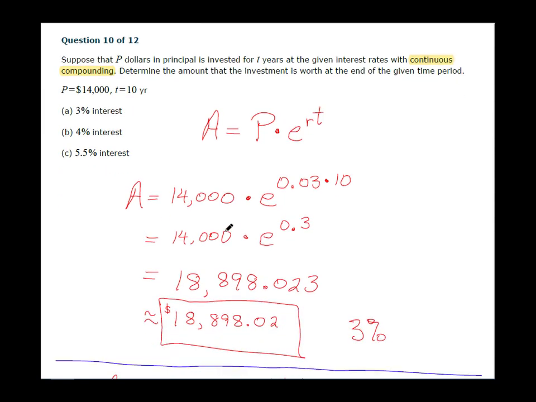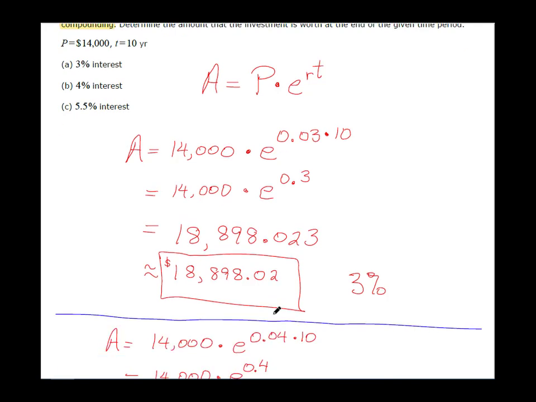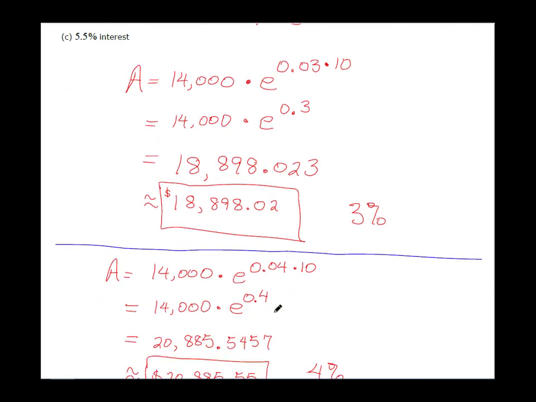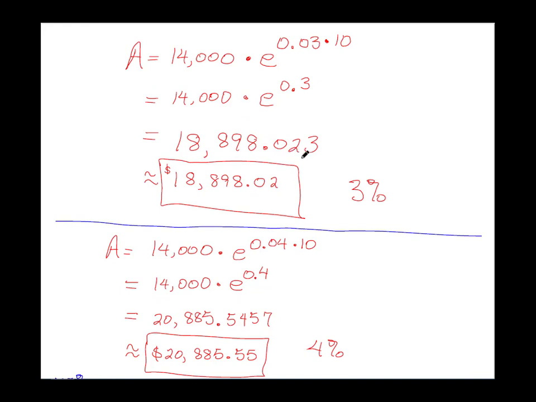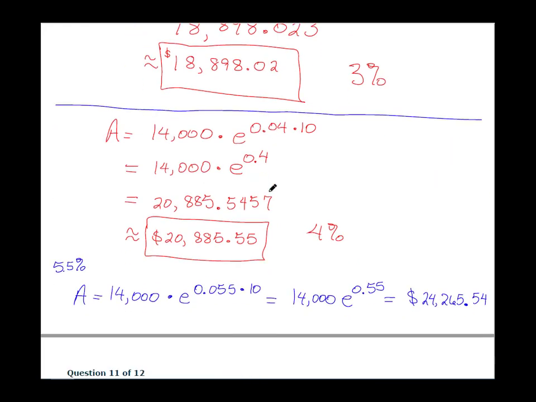All right, and in question 10, they want you to do this for continuous compounding. T is 10 years. Principal is 14,000. Now, what's going to change? The interest rate. And so you simply grind through this for each of the different interest rates, and then round the result to 2 decimals for money.